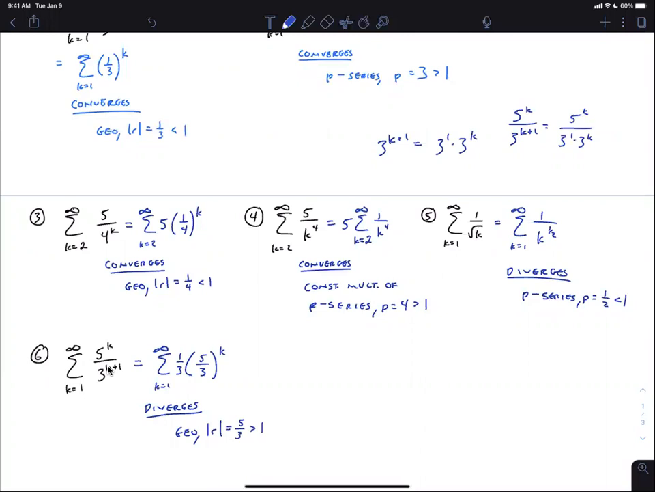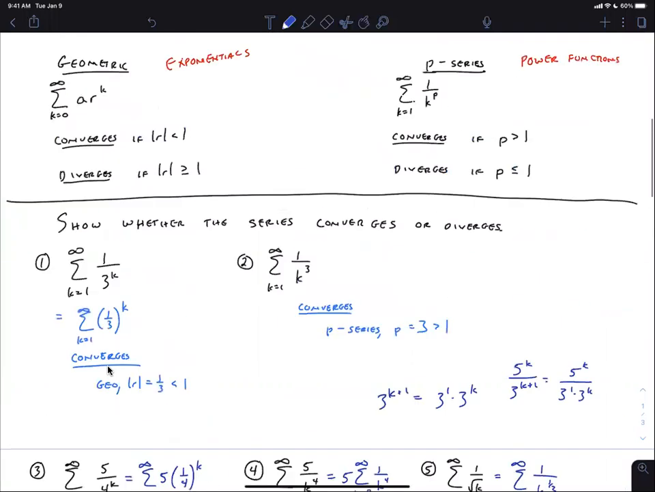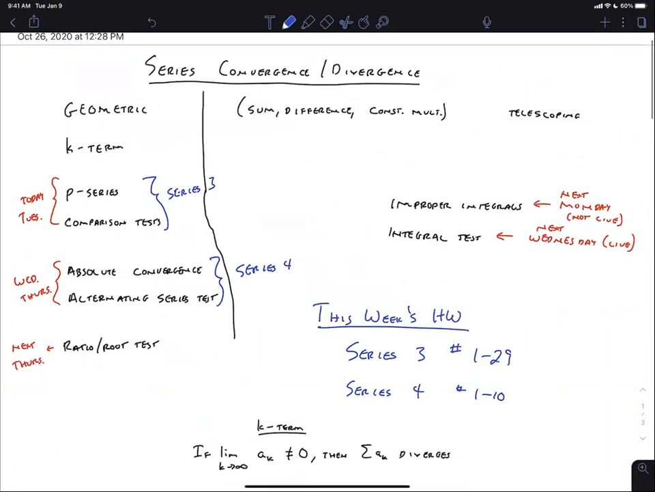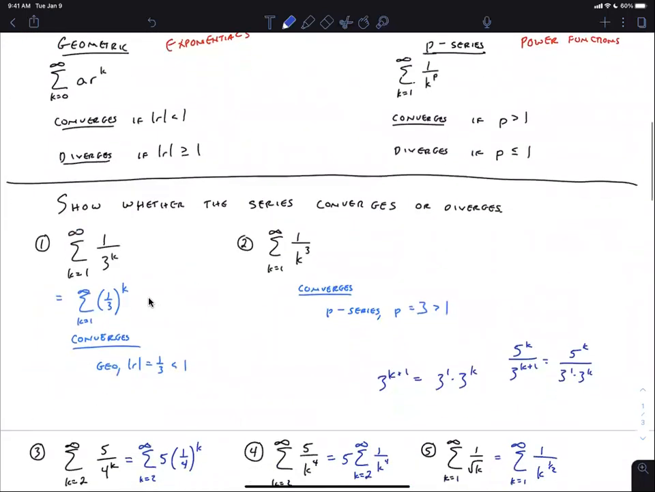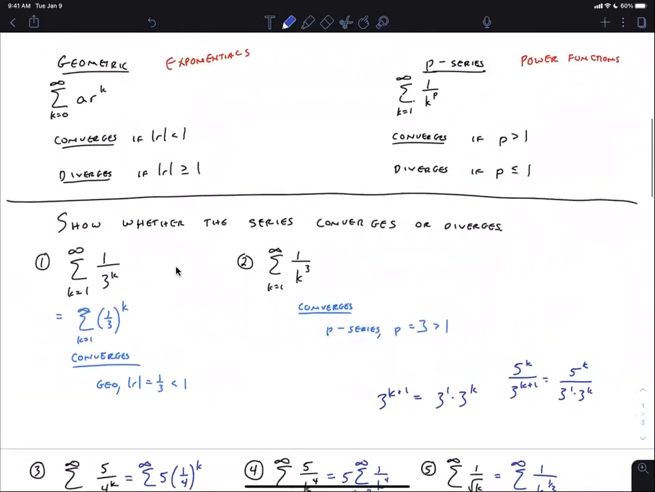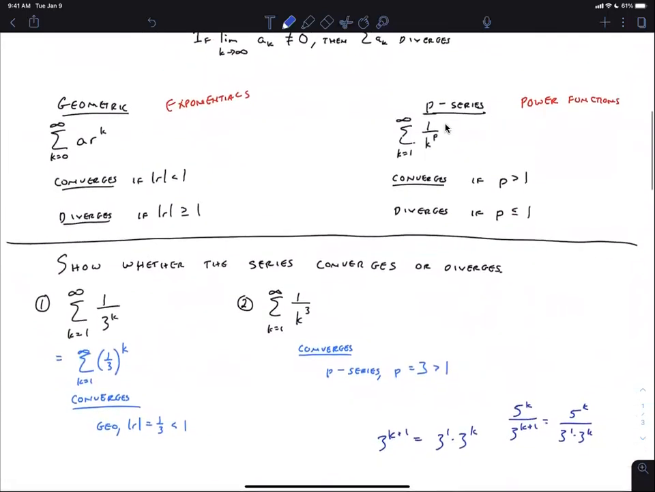Okay, so what's going to happen with almost all of the problems, all the stuff I'm listing up here, this comparison test, all this series 3, there's like 30 problems on that. Most of them are more complicated than what we just did. Series 4, they're all more complicated than what we just did. But in almost every case, they're going to boil down to one of these two types: geometric or P series.